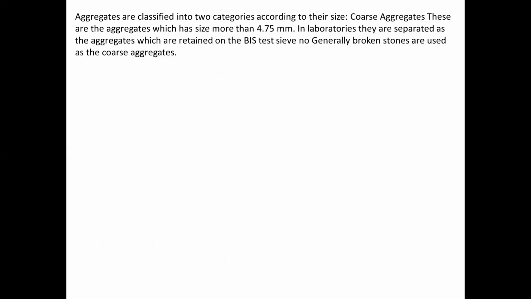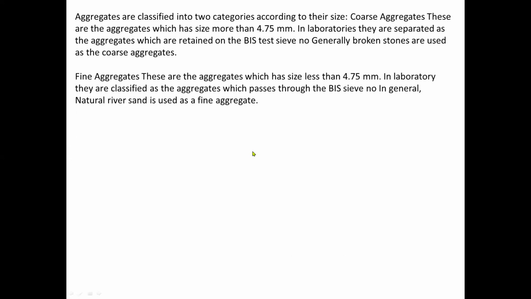Aggregates are classified into two categories according to their size, as I've mentioned a while ago. Coarse aggregates are the aggregates with a size more than 4.75. In laboratories, they are separated as the aggregates which are retained on the BIS test sieve number. Generally, broken stones are used as coarse aggregates. Fine aggregates are the aggregates which have size less than 4.75. In the laboratory, they are classified as the aggregates which pass through the BIS sieve number. In general, natural river sand is used as fine aggregate.